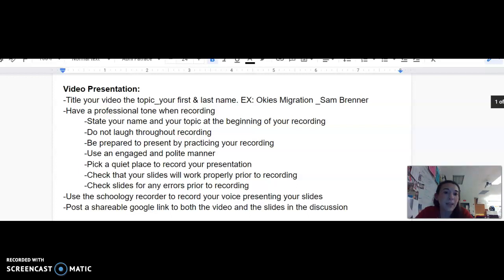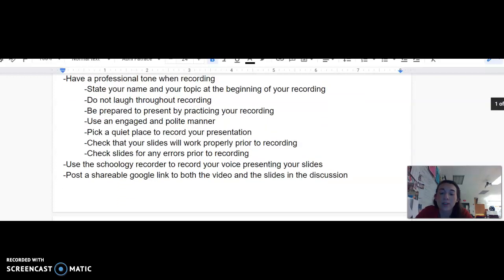Be prepared to present by practicing your recording. Use an engaged and polite manner when recording. Pick a quiet place to record your presentation. Check that your slides will work properly prior to recording. Check slides for any errors prior to recording. So these are just some guidelines when recording to prepare you for actually doing the physical recording. I recommend that you use the Schoology recorder to record your voice presenting your slides and then have your slides as the screen. Post a shareable Google link to both the video and the slides in the discussion.